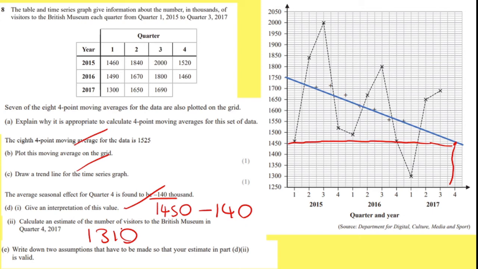Okay, write down 2 assumptions that have to be made in your estimate part D. Make sure if there's 2 assumptions, make sure they're 2 clear different assumptions. So my first one is that I assume that the seasonal trend effect is going to be the same. And I'm going to assume that the actual yearly trend or the line of the trend will actually be the same as well for next year.